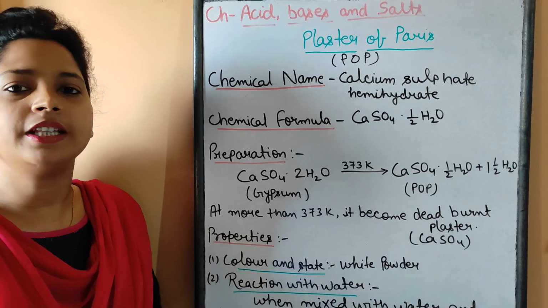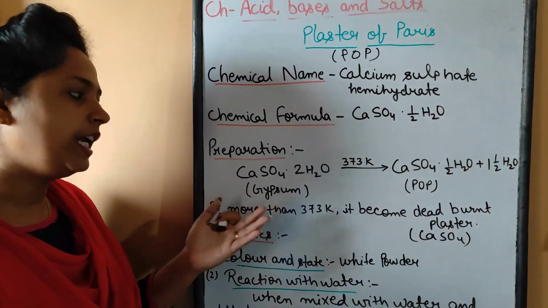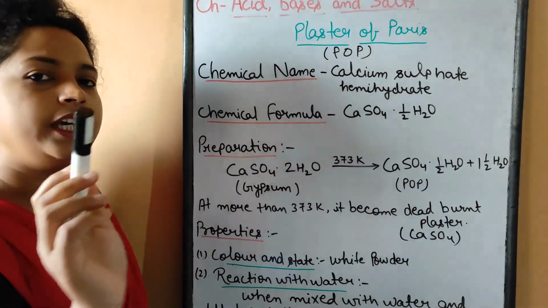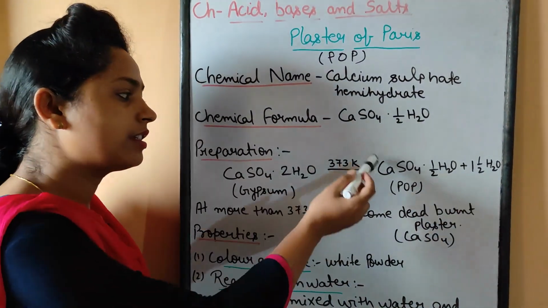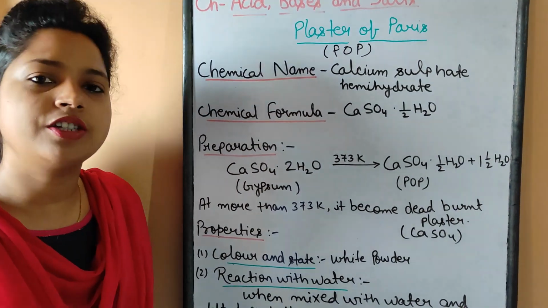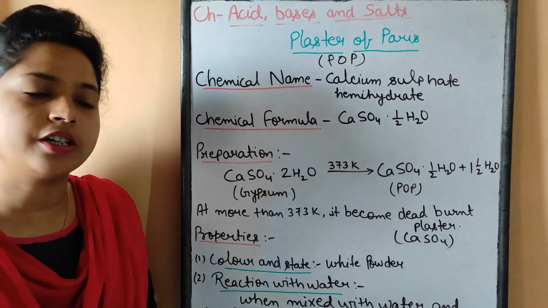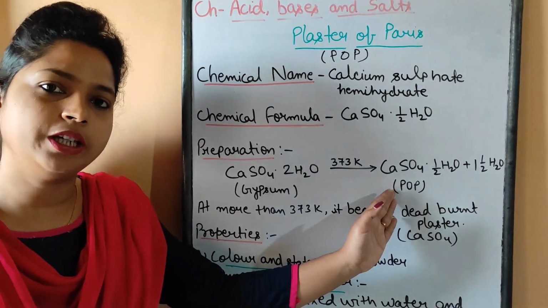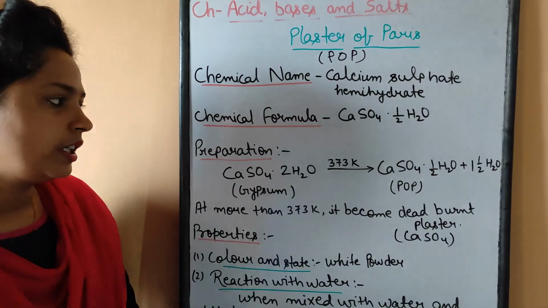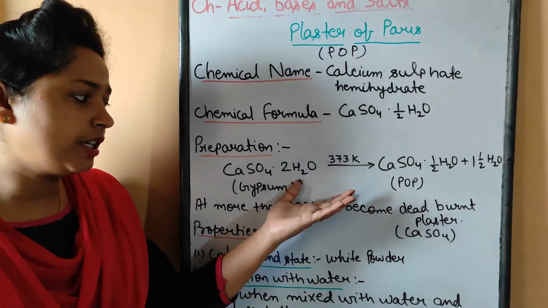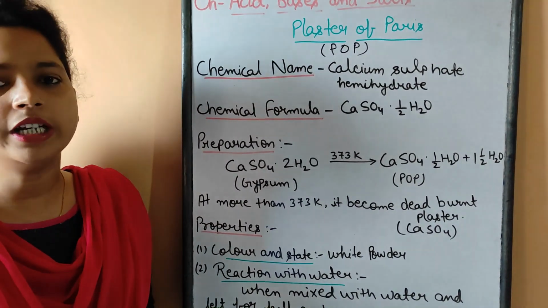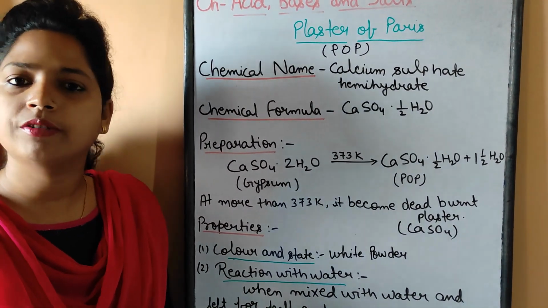So for preparing the plaster of Paris, we heat this gypsum at 373 Kelvin. Here you have to remember that this temperature is very important. If we heat gypsum at this temperature, then only we get POP with the release of 3/2 water molecules. Now, when we heat this gypsum above 373 Kelvin, then what will happen? Definitely all the water molecules will evaporate.